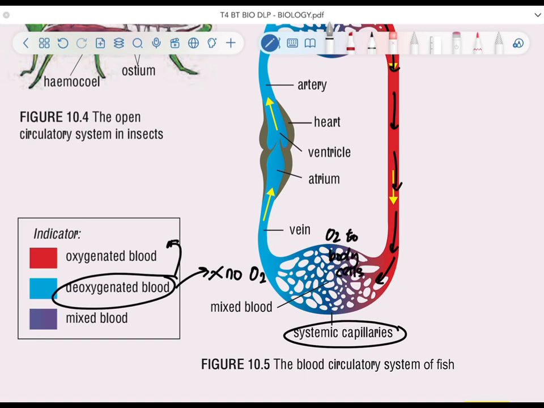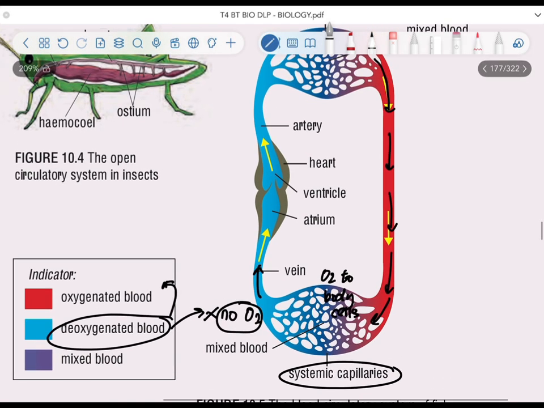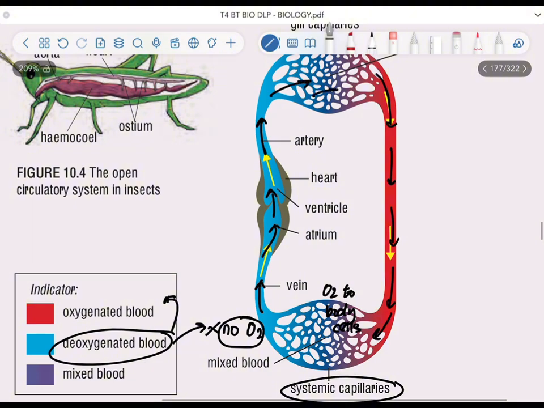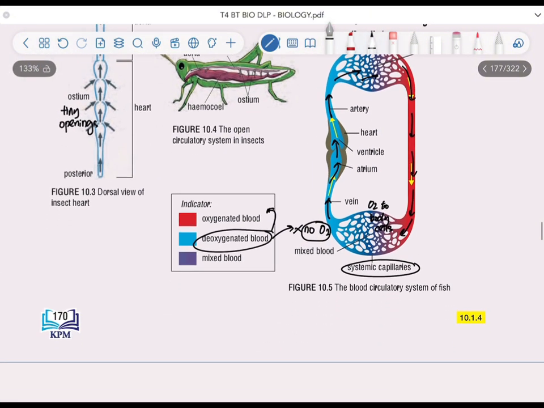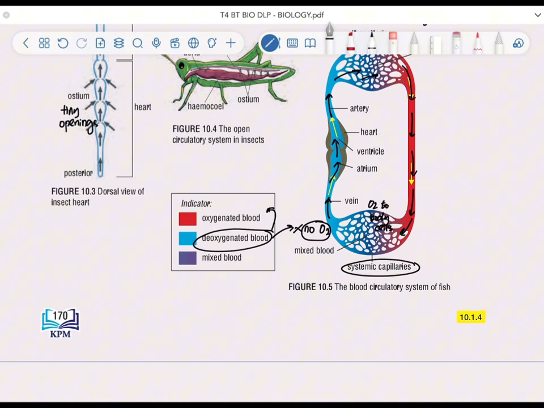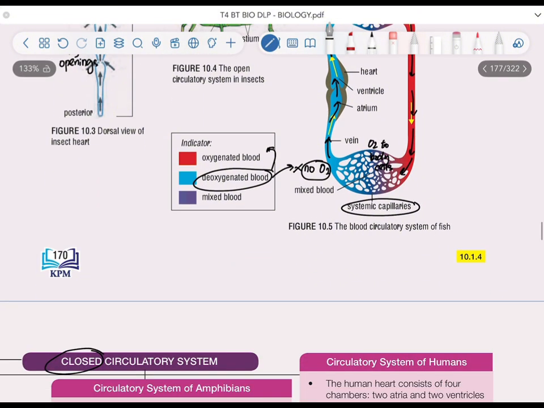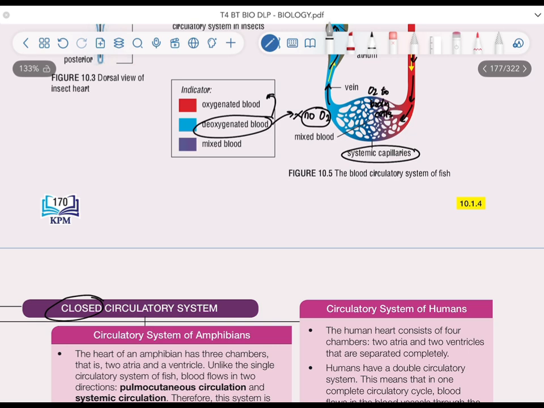After the blood has supplied the oxygen to the body cell, it will have no oxygen, right? Just like the blue blood over here. Then it will go back to the heart and get refilled by the oxygen again. So this is the cycle. I hope you understand this simple concept. If you still do not understand, or maybe I talk too fast, you can replay the video until you understand.